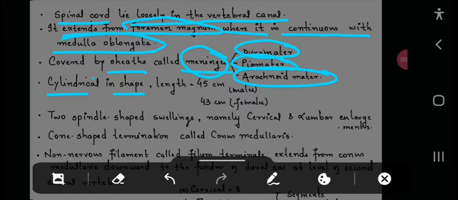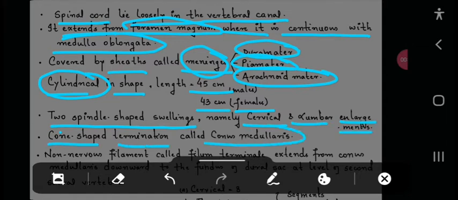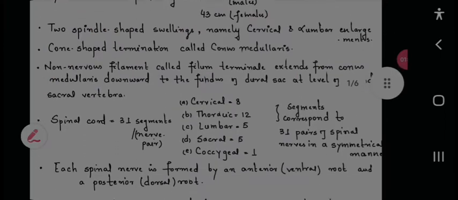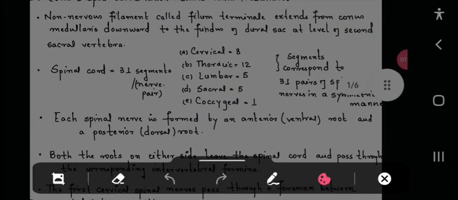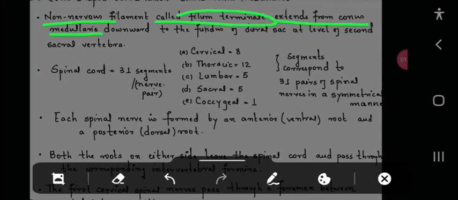Cylindrical in shape, length 45 centimeters in male and 43 centimeters in female. Two spindle-shaped swellings, namely cervical and lumbar enlargements. Cone-shaped termination called conus medullaris. Non-nervous filament called filum terminale extends from conus medullaris downwards to the fundus of the dural sac at the level of second sacral vertebra, S2.